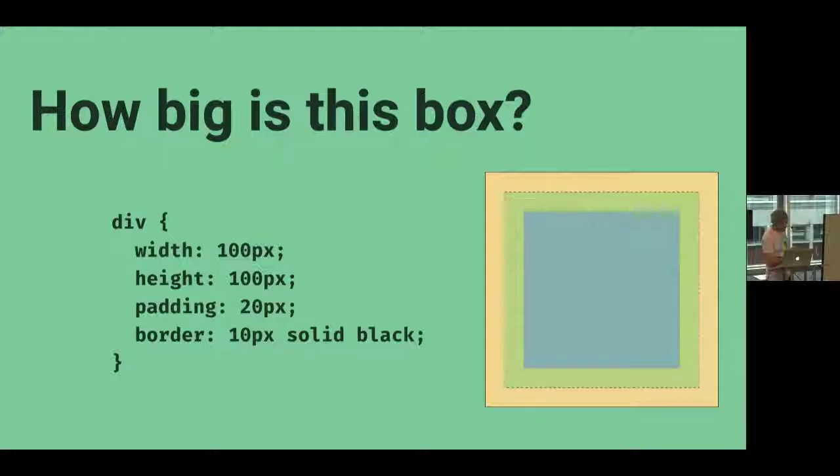How big is this box? Well, okay, so is it 100 by 100? Okay, and why is that? Because the border. Okay, so the border changes the size of the box. Okay, so then what is the width of this box? Can you see the values easily? 120, 130. Okay.